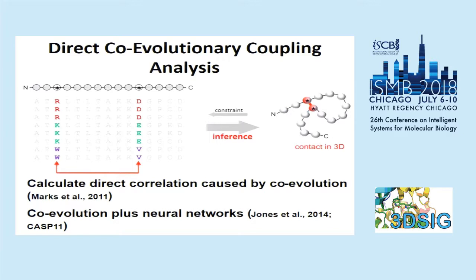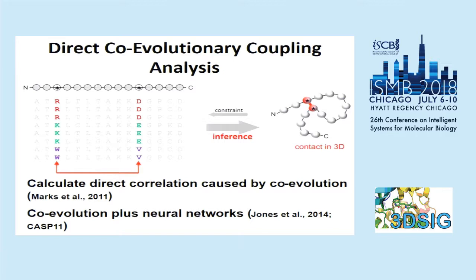Now, let me briefly introduce the two major advances. The first is direct co-evolution coupling analysis. If two amino acids are in contact in a protein family, and one amino acid is mutated, the other one has to be changed accordingly in order to maintain the contact. So given a family of protein sequences, a multiple sequence alignment, we can calculate the direct co-evolution between two amino acids and use this information to predict the contact. And the key is to calculate the direct co-evolution, not the indirect one, not the accidental one. So that's a major breakthrough.